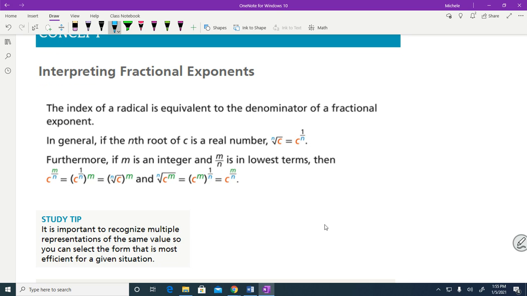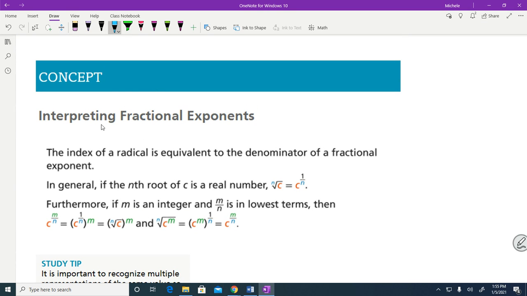All right, the next thing we need to talk about is how to interpret a fraction exponent. When I say fraction exponent, I mean something like 5 raised to the 2/3. Because now we're going to have exponents that are fractions. Okay, well, here's an interpretation from the textbook. In general, if the nth root of c is a real number, then the nth root of c equals c to the 1 over n.